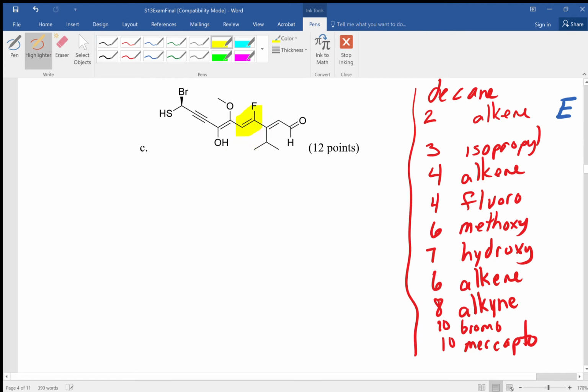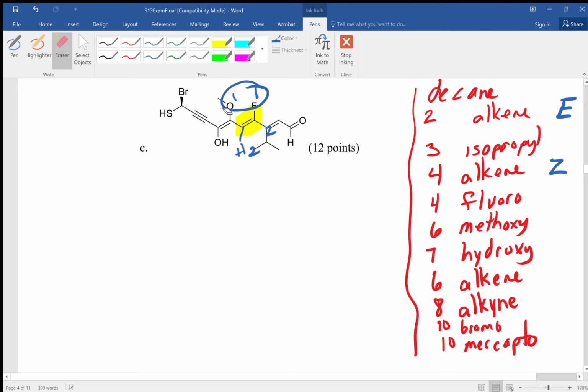which is here. On one side we have a fluorine versus a carbon. Fluorine is higher atomic number than carbon. On the other side we have carbon versus hydrogen. Carbon, higher atomic number. The higher priority groups are on the same side. That makes this Z.